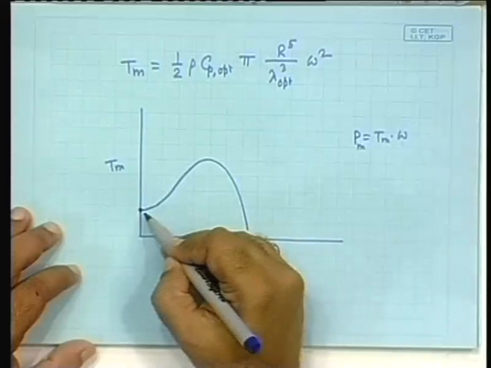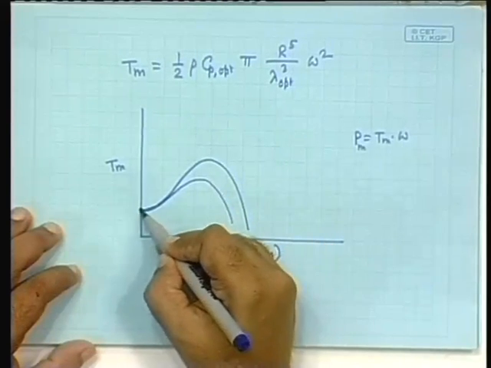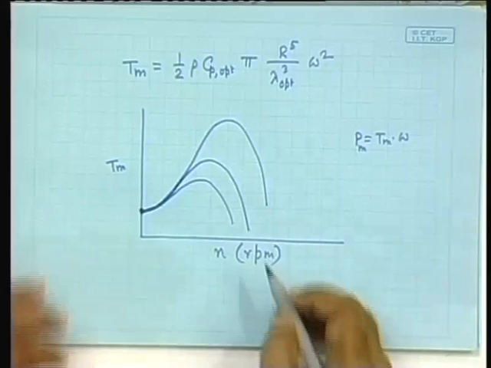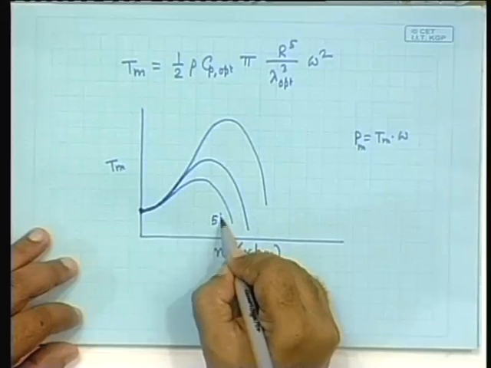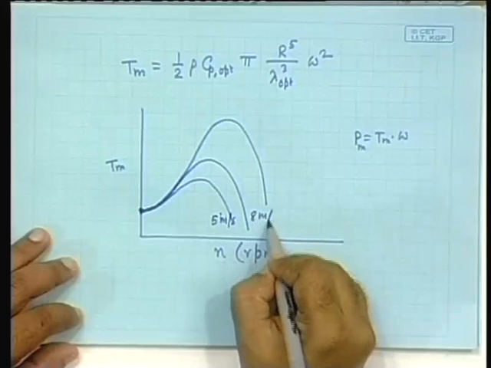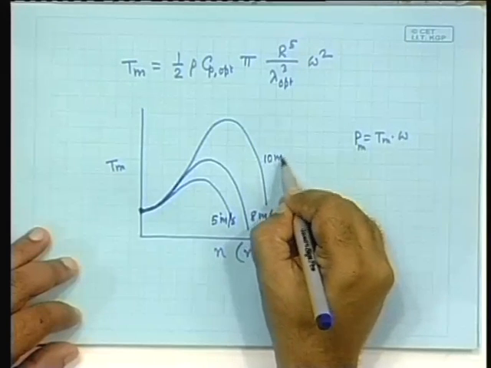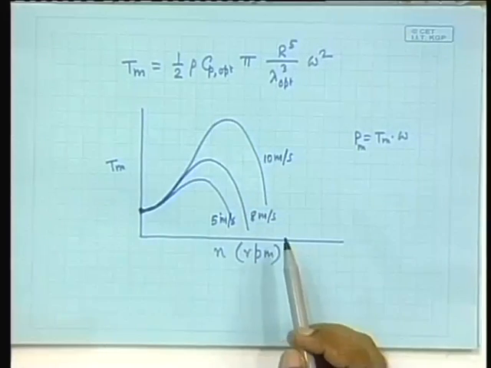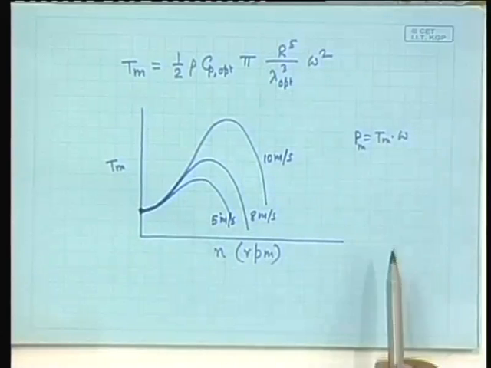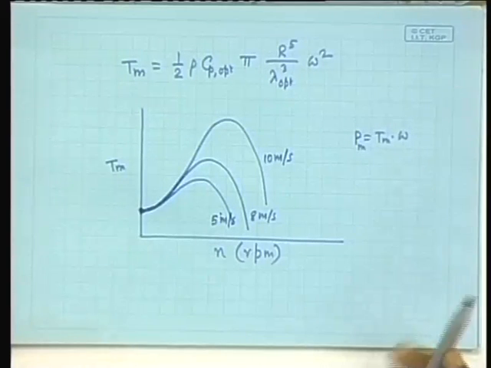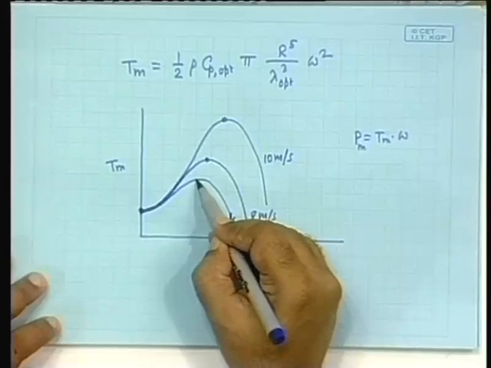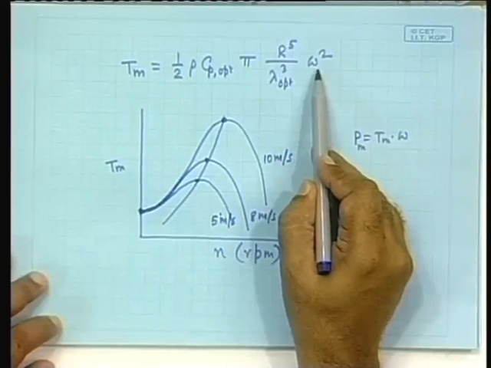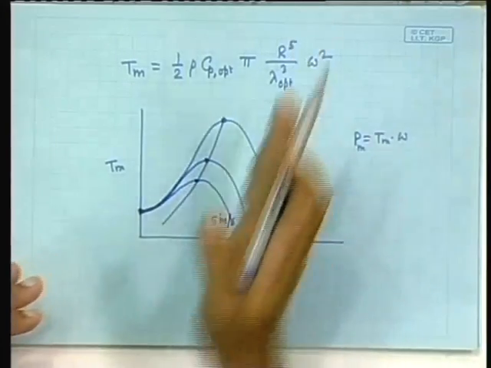Again, at different wind speeds, this is say at 5 meters per second, this is say at 8 meters per second, this is say at 10 meters per second, that kind of. As the speed increases, it will have characteristics like this. And again the peaks should follow the square characteristics. Okay, it's like a parabola.